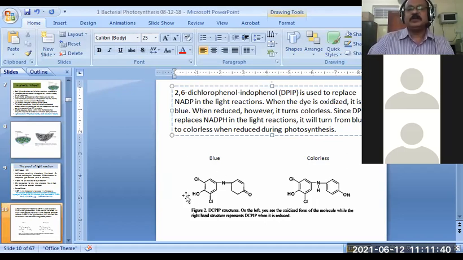This is the structure of DPIP when it is in the oxidized state. It has a structure like this. This nitrogen is coupled with a double bond to this phenyl ring. But when it becomes colorless, that is when it accepts the electron, this double bond is removed here, and we have this NH bond. So this structure is the reduced form of DPIP, which is colorless.